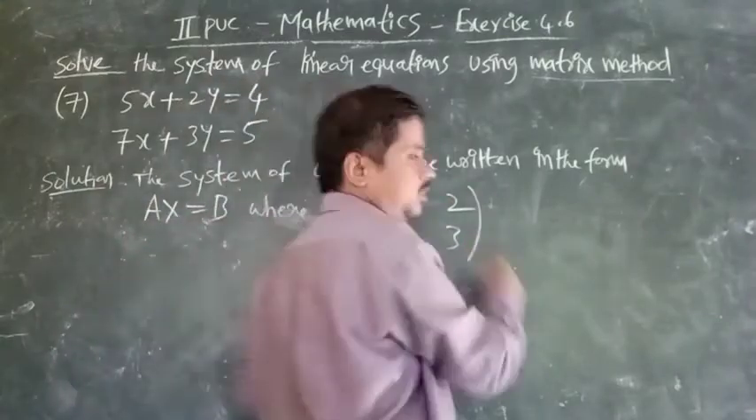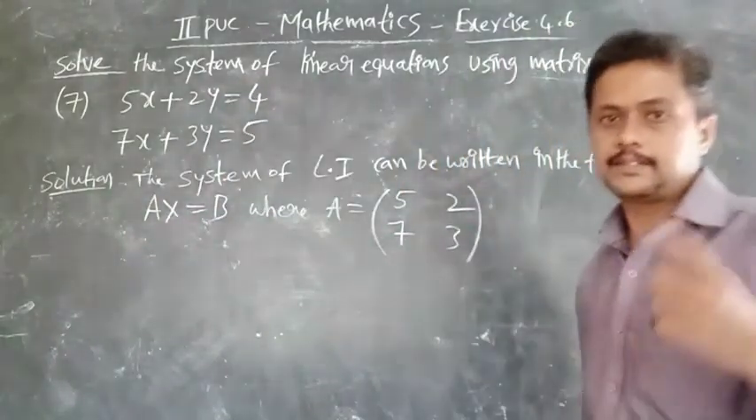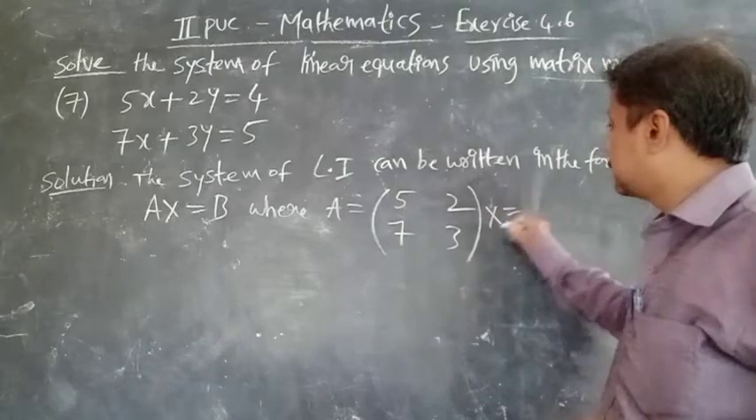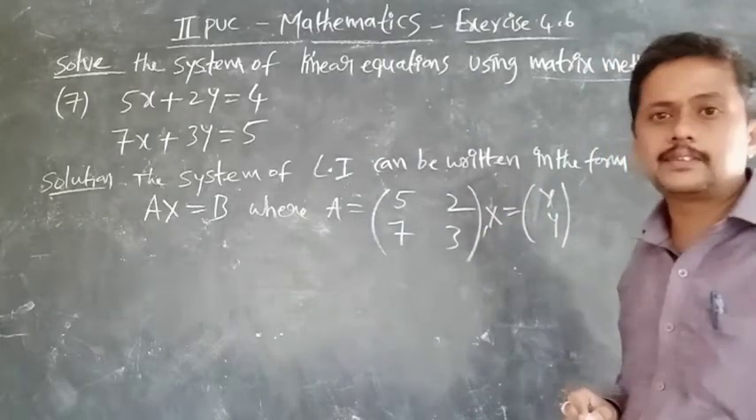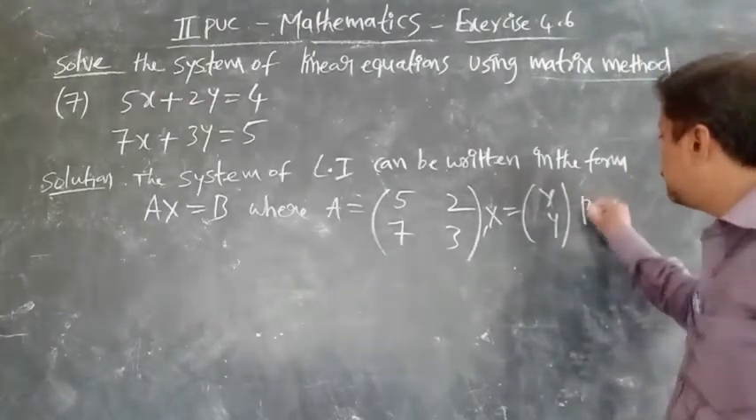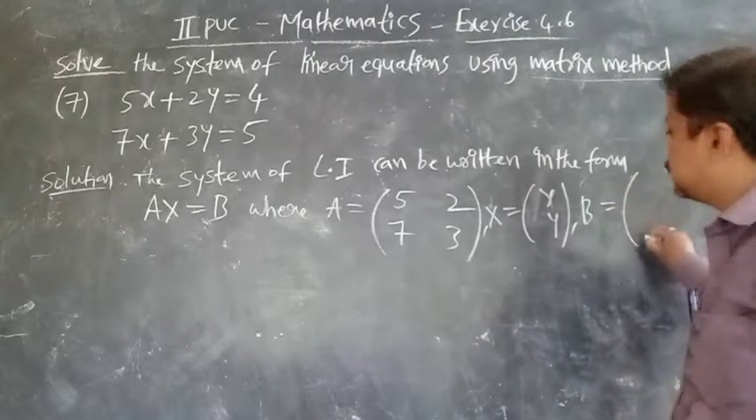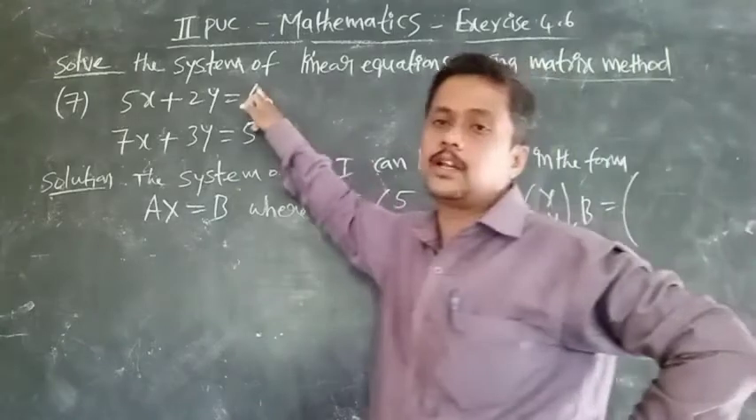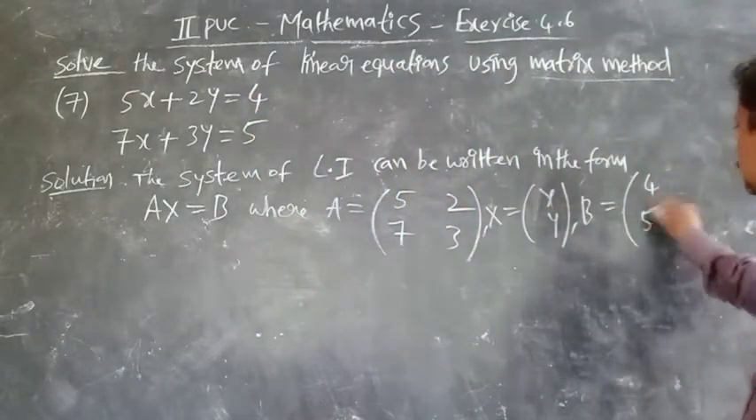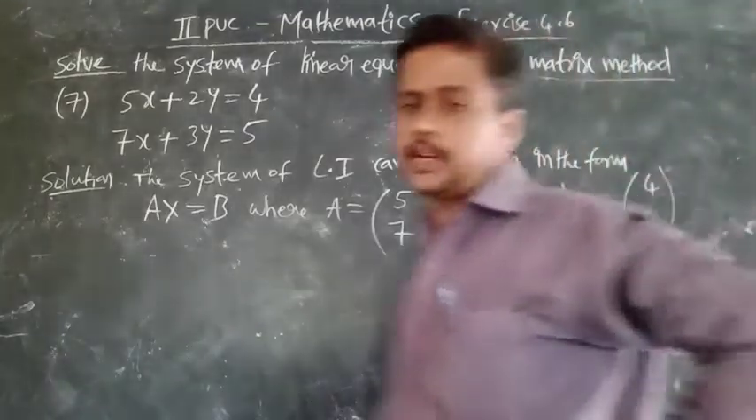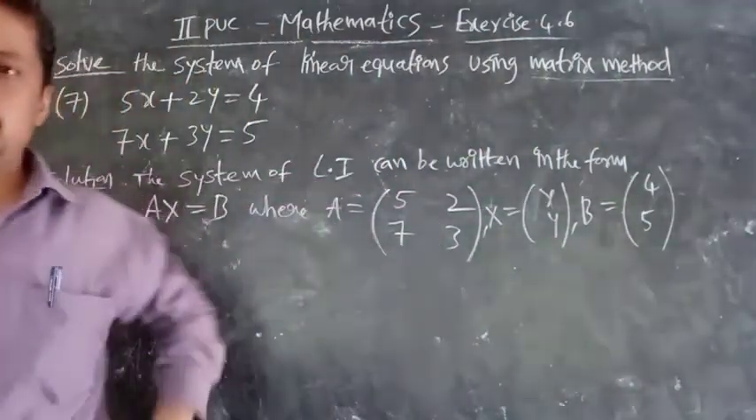Okay, so this is a matrix, and the unknown matrix is X, with unknowns x and y. The B matrix is what? Here the constants are there, no? 4 and 5, right? Under it, the constants are 4 and 5. This is the first step.